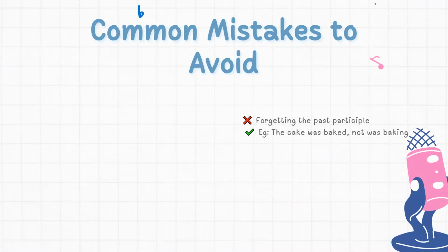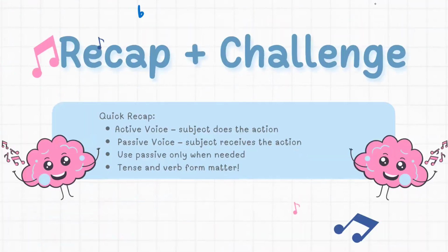So now let's have a quick recap of what we learned throughout the session. Active voice is the voice where the subject does the action. Passive voice is the one where the subject receives the action. You use passive only when needed, whereas you have to focus on tense and verb form, which matters a lot. To wrap up, remember: active is direct, passive focuses on the action. Use both smartly depending on what you are writing.